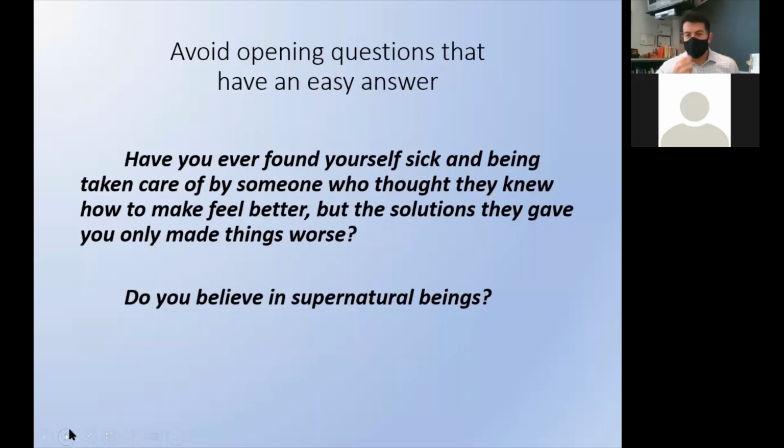I would also watch out for questions that have easy answers. So students like starting essays with questions, and questions are a good go-to strategy. You just have to be careful. The question needs to be an interesting question. It can't just have one simple answer. You also want to make sure that the answer the reader gives isn't just going to be no. Okay. So for example, let's say someone's writing about The Yellow Wallpaper, and this is what they choose to start with: Have you ever found yourself sick and being taken care of by someone who thought they knew how to make you feel better, but the solutions they gave you only made things worse?